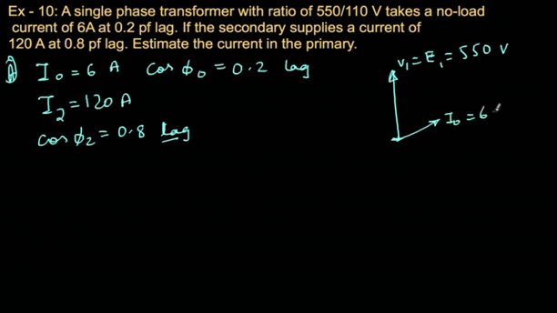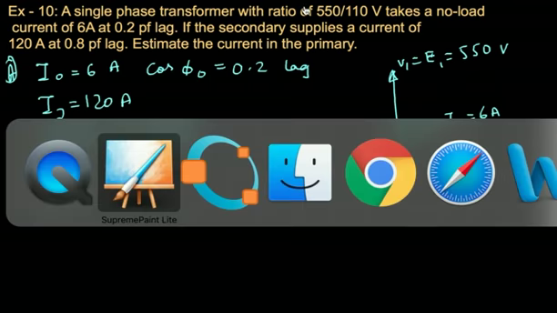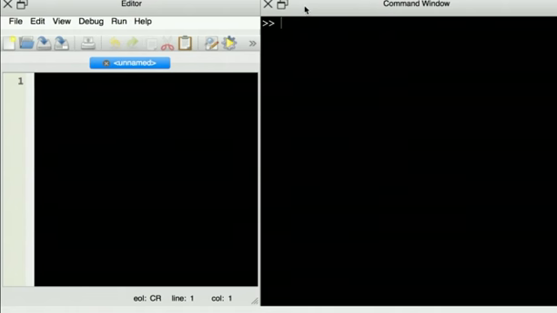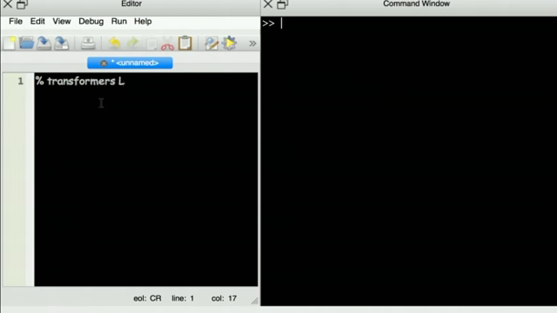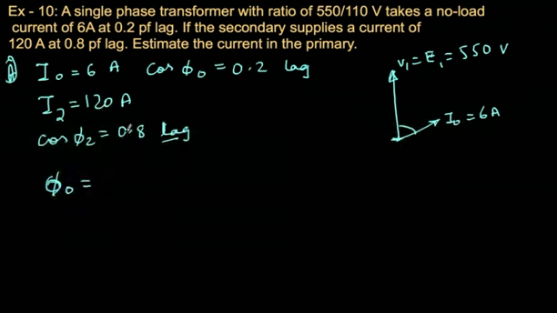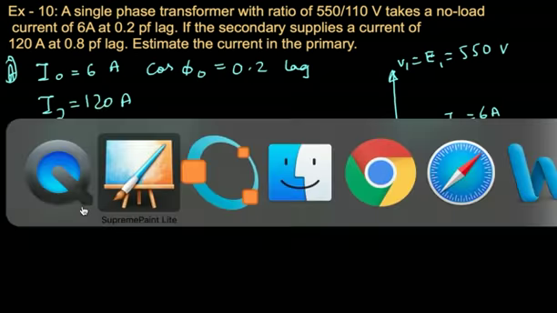But what is the angle of this I naught? The power factor is 0.2. So first I'll get the phi naught value. For this kind of problem, instead of doing individual calculations, it is nice to write a small code. We are in transformers lecture 3 and this is example 10. So I'm just adding the problem number and the data that is given to us. So first I want to find out the phi naught.